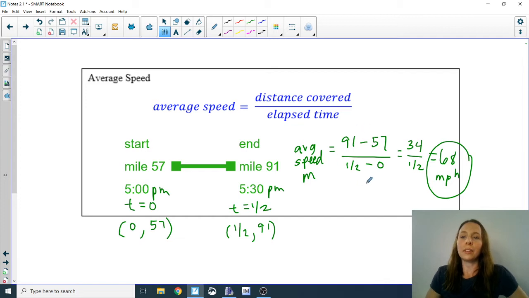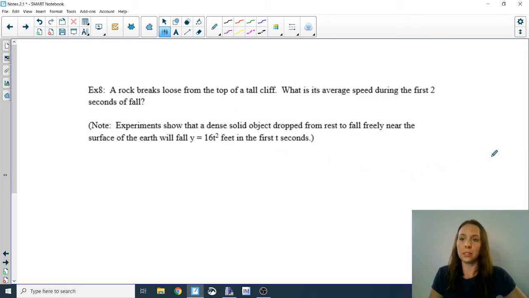Now, the most important thing I want you to get out of all of this is that if you're doing an average speed, that is finding the slope between 2 points. Starting point, ending point. You can set up ordered pairs and you can find the slope between those 2 points, and that will get you your average speed. Let's apply that idea to example 8.